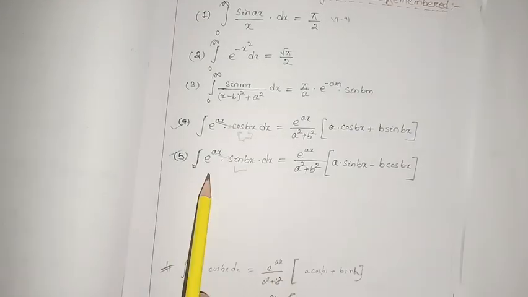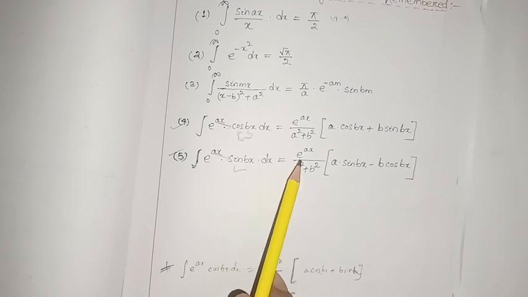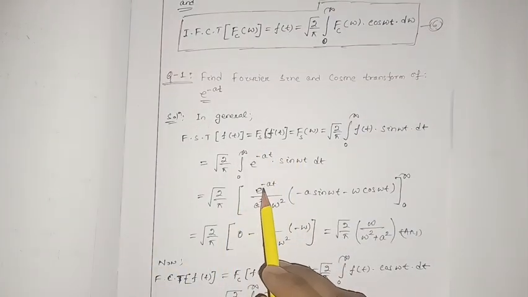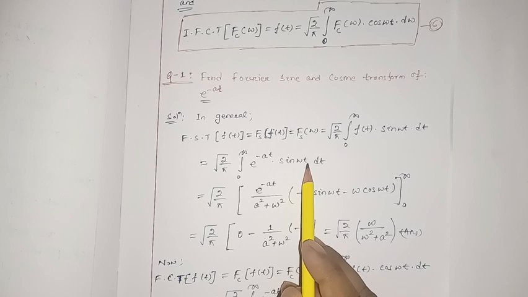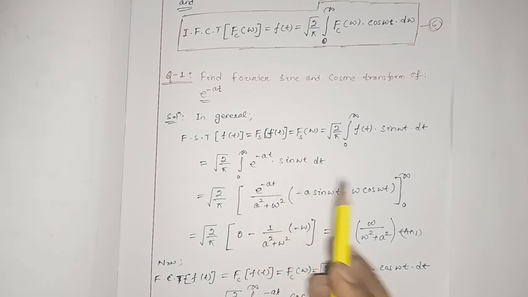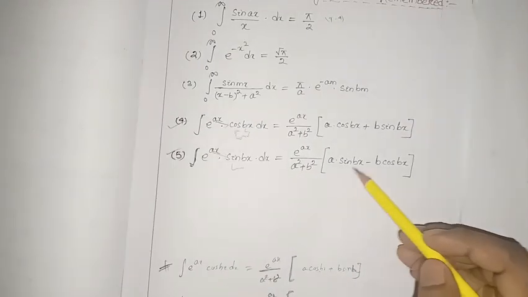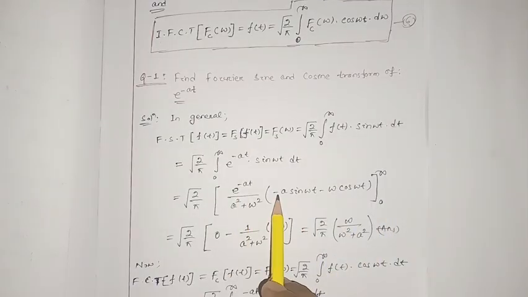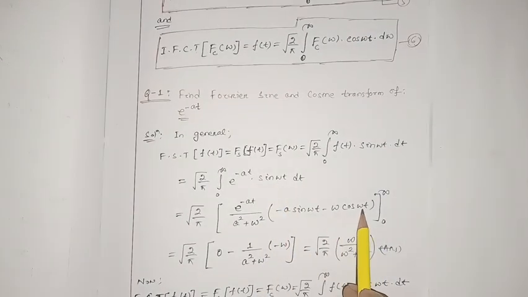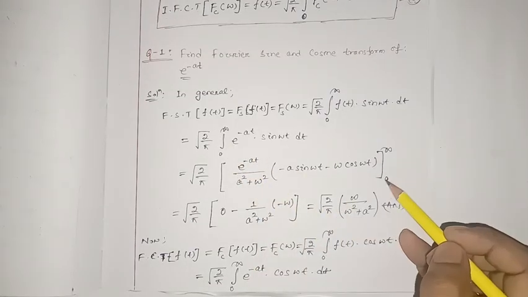Here the integral of e to the power ax sine bx dx is e to the ax by a square plus b square. Here instead of e to the ax, we have e to the power minus a t sine omega t, and instead of b, omega is there, so e to the power minus a t. Here a square plus b square means a square plus omega square. Then a sine bx, here a means minus a, sine bx means sine omega t, minus b cos bx, b means omega, cos bx means cos omega t, and the limit is 0 to infinity.